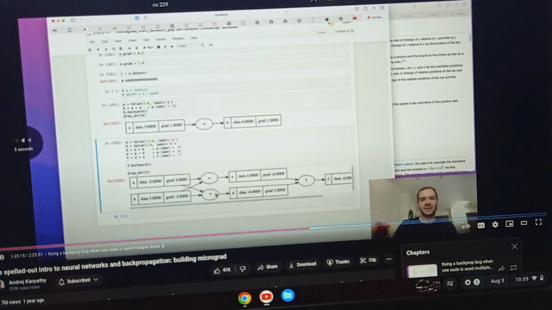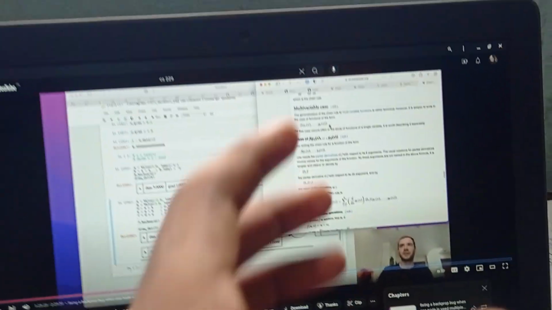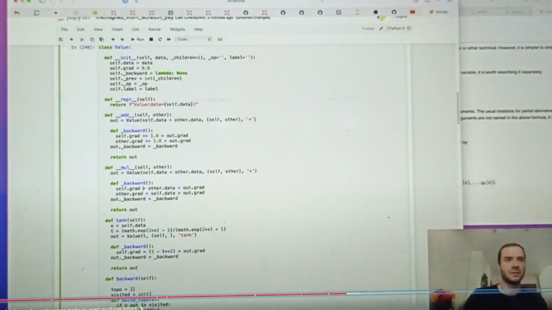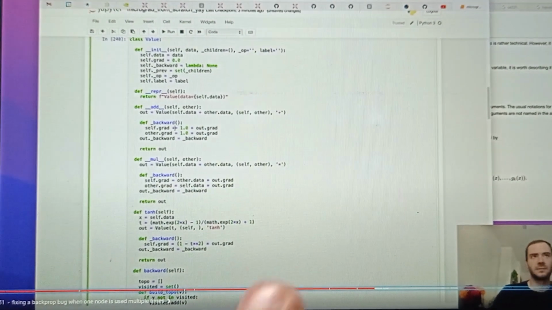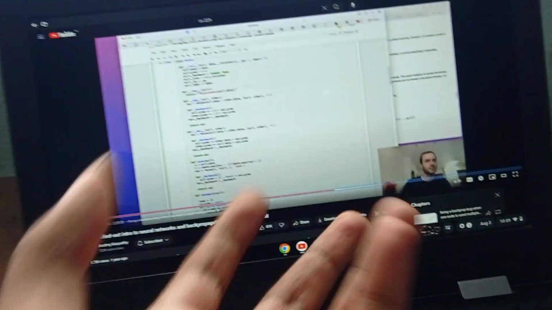He also mentioned that the gradients actually get accumulated, and in the code he also added a plus somewhere in here. So here you can see he added a plus equals here, but why are we accumulating gradients?